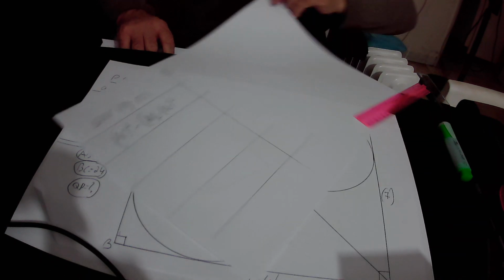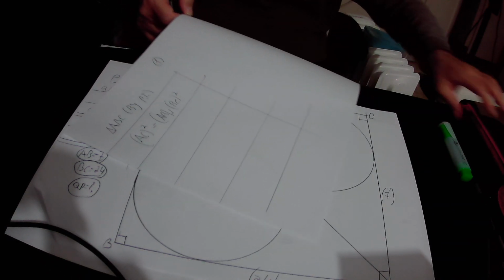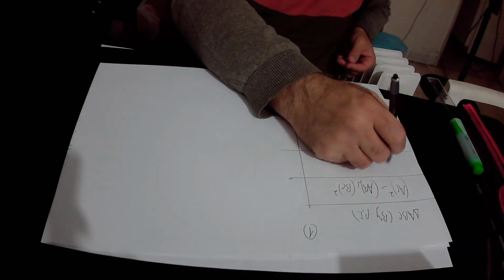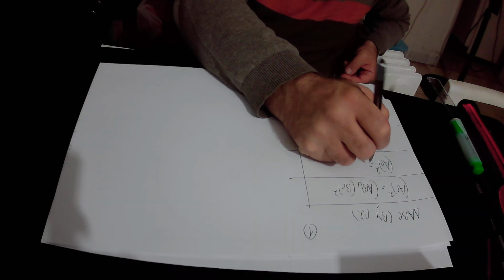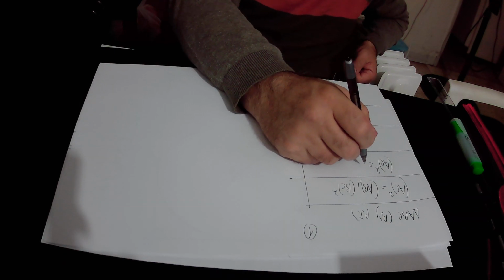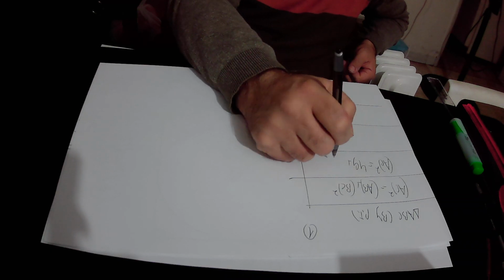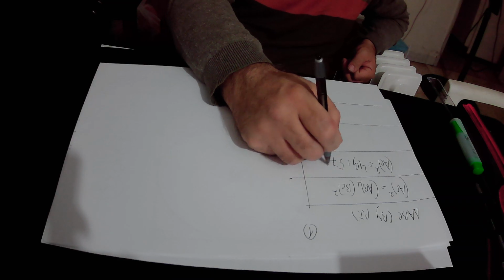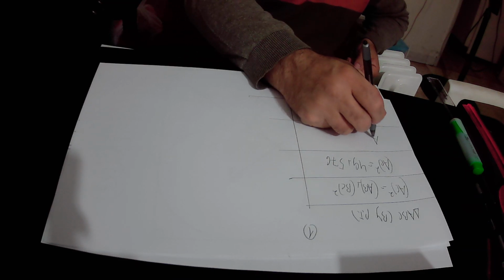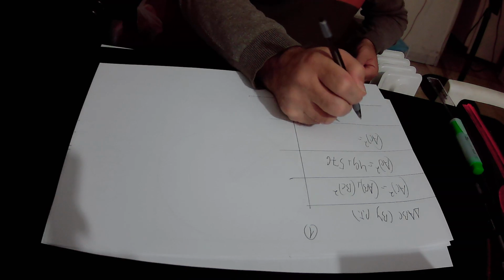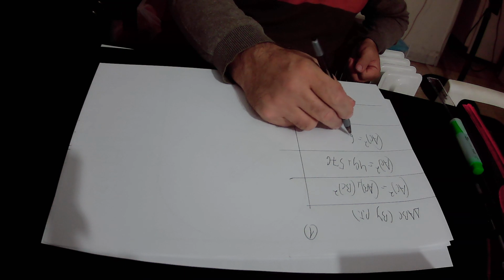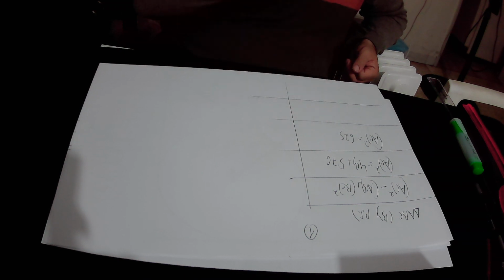So AC squared, that is the square of the hypotenuse, equals AB squared. AB is 7, therefore AB squared is 7 squared, that is 49, plus BC squared. BC is 24, therefore BC squared is 24 squared, that is 576. So in total we found out that AC squared equals 49 plus 576, which is 625. AC squared equals 625.